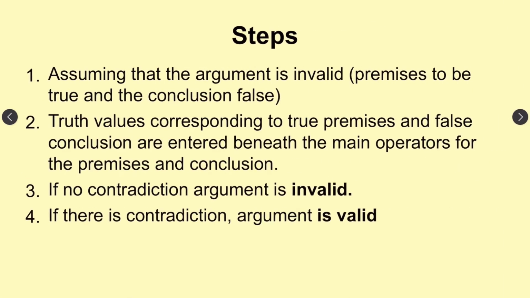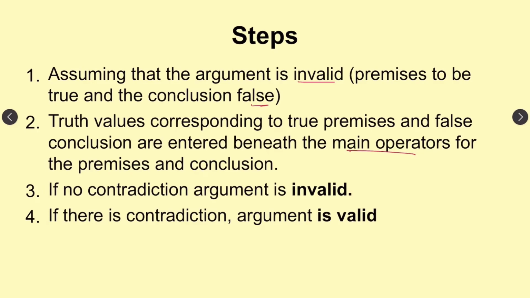Now let's see some of the steps in the shorter truth table method. First one is assuming that the argument is invalid, and you know in invalid cases premises will be true and conclusion will be false. The second step is that truth values corresponding to the true premises and false conclusion are entered beneath the main operator. So you will be assigning the values.